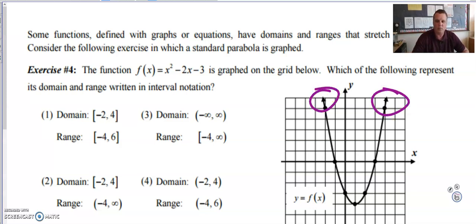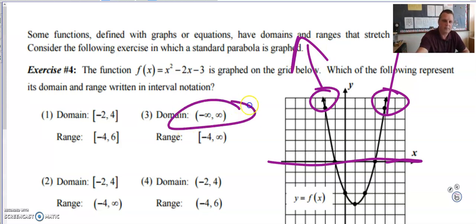So when I'm looking at the domain, it's all the possible x values. And since this goes on in both directions forever, my x values, my domain, is going to be negative infinity to infinity. Because every single value can be a part of the domain. And now, none of these have the negative infinity to infinity. So by process of elimination, it is choice 3.